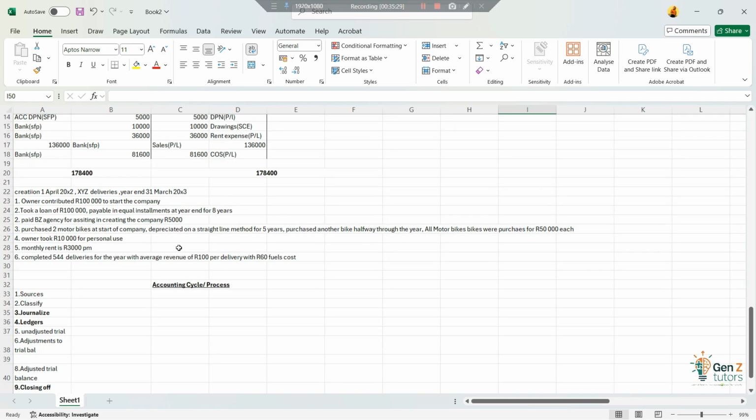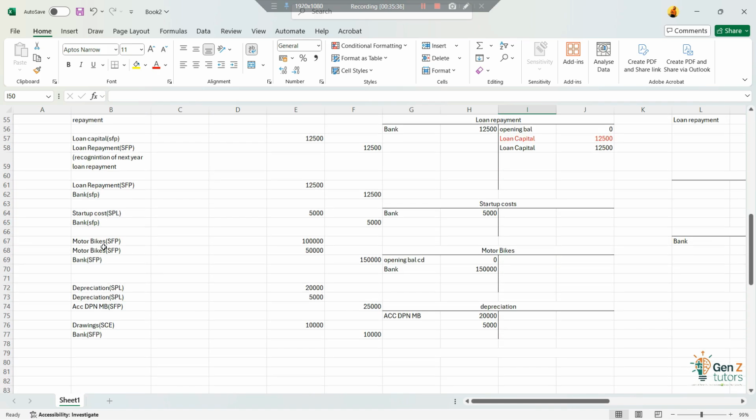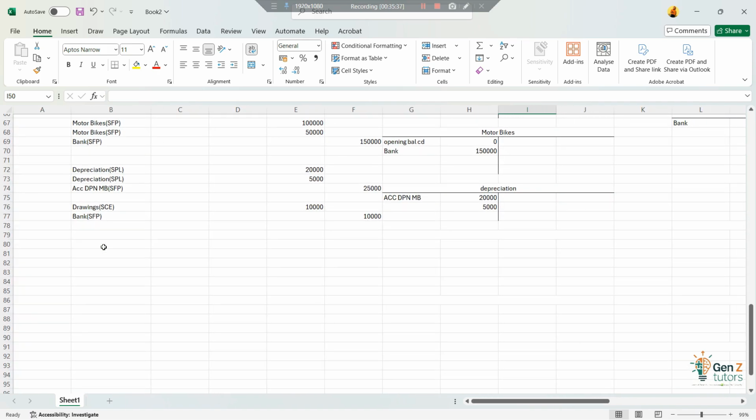Then afterwards, what do we do? The monthly rent is 3,000 per month. So now you have to pay rent for the whole year. At this stage, you're just making the assumption that we paid rent for the whole year. There was nothing accrued, none. We'll do the accruals and stuff like that, prepaid expenses, income received in advance, once you start doing the trial balance. For now, we'll just focus on this.